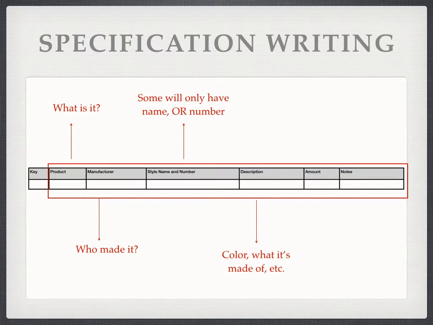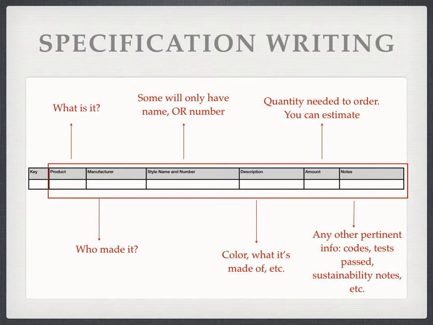Description. This is the description of your product. What color is it? What is it made of, like what type of fibers are in it? Any of those types of details will go into the description portion of your specification spreadsheet. Amount is the quantity needed to order, so you can estimate properly. For the purpose of this assignment, that's just going to be a quantity that you make up. And then in notes, you'll have any other pertinent information. So any of the codes or tests that it has passed, any sustainability notes, this will all be on the fabric sample that you have, or should be on the fabric sample that you have.